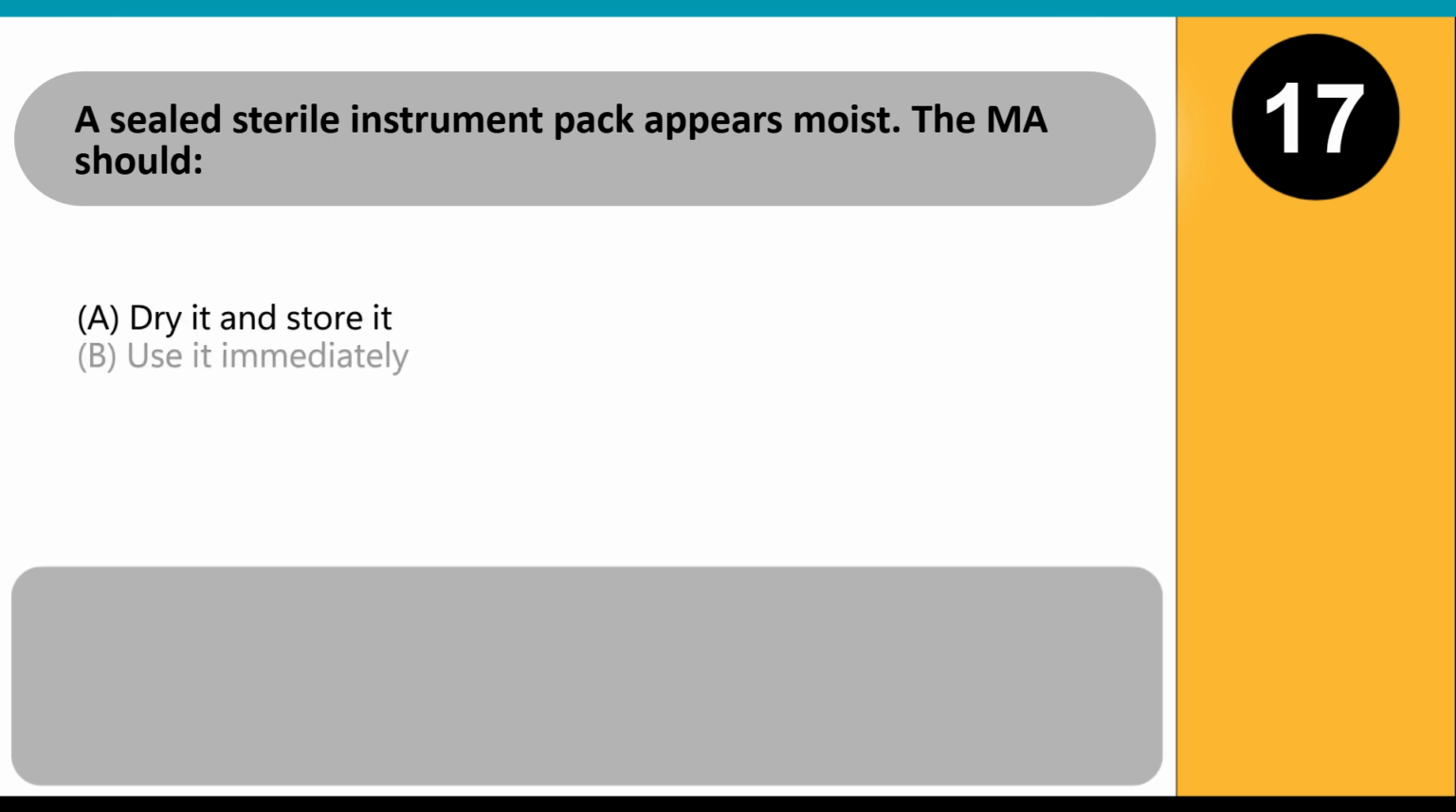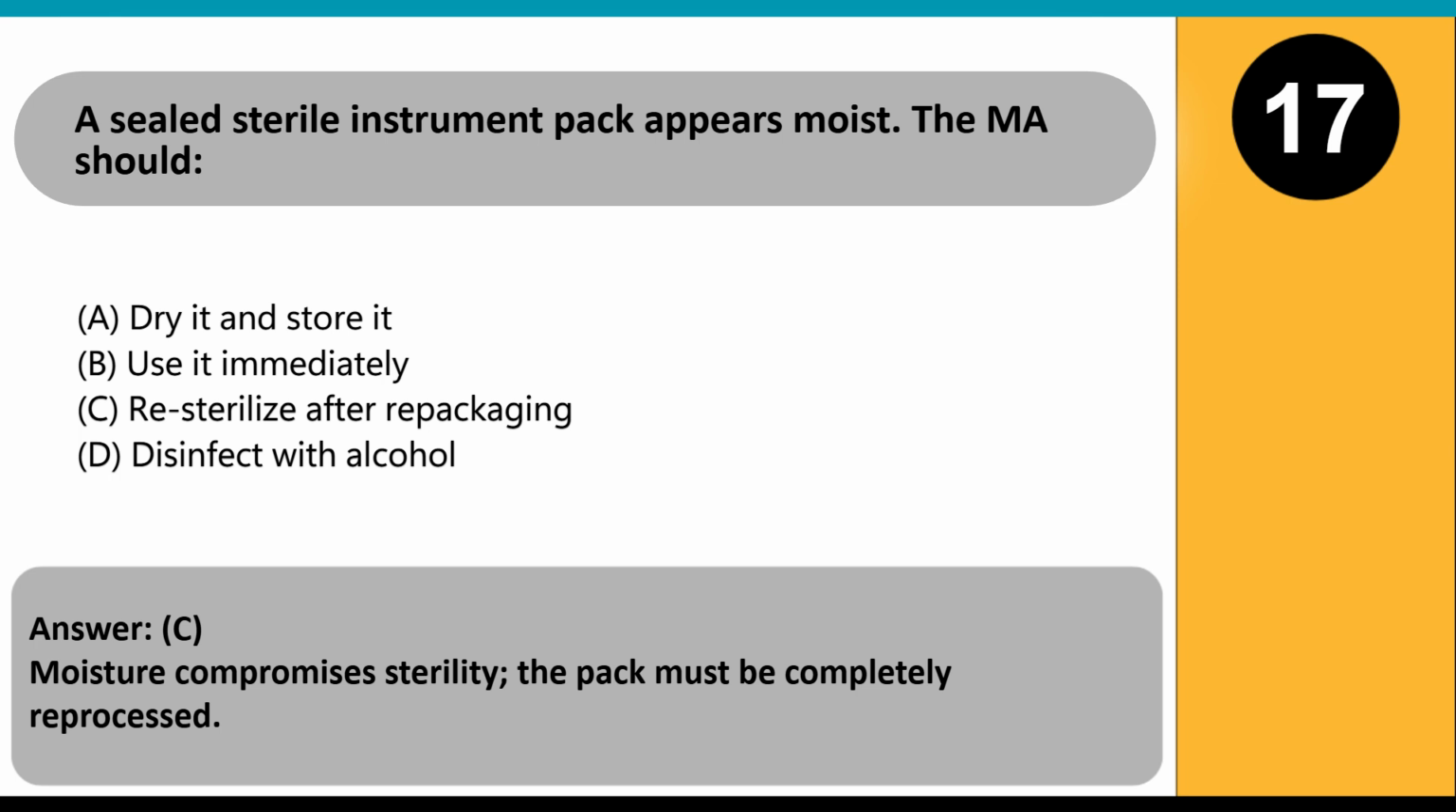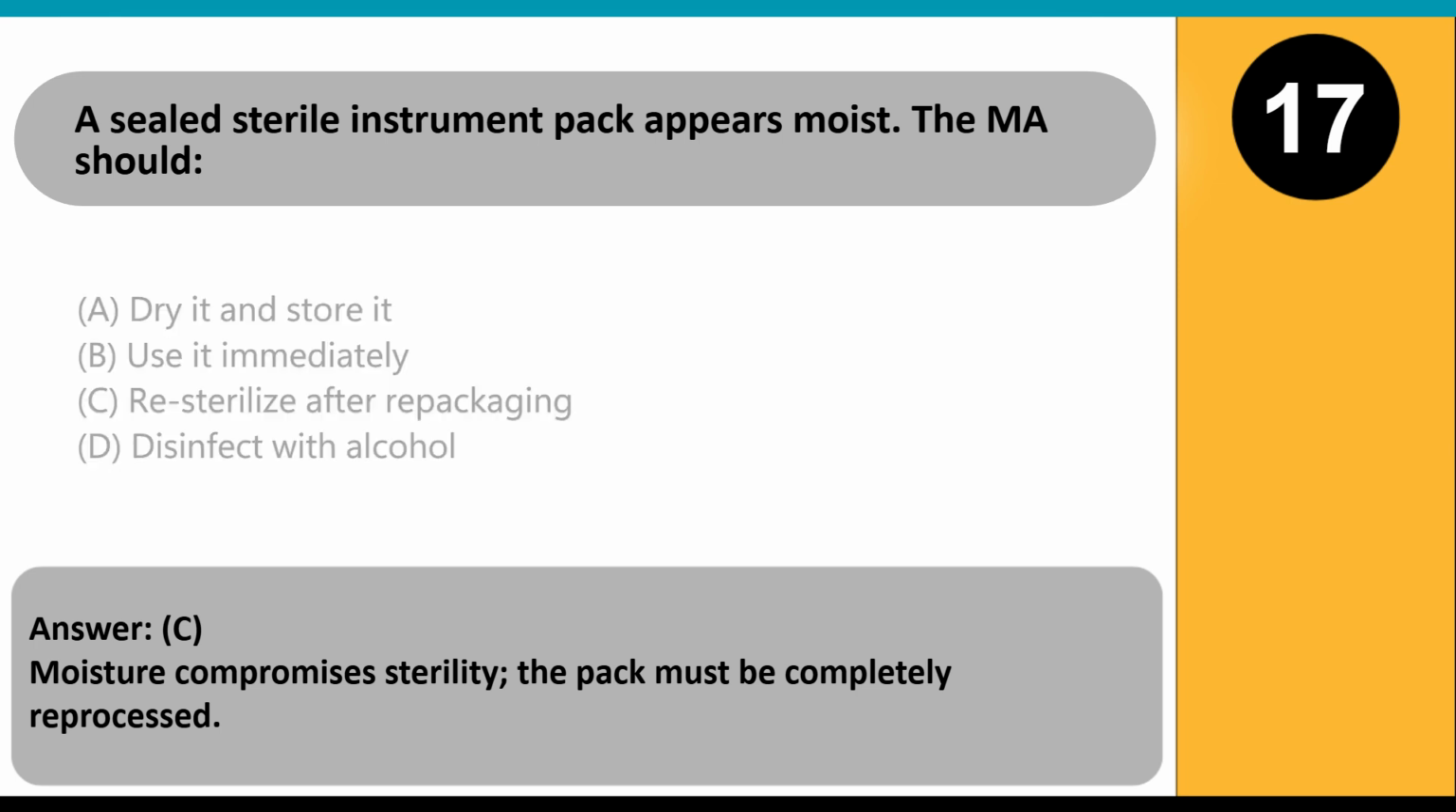A sealed sterile instrument pack appears moist. The MA should: A. Dry it and store it. B. Use it immediately. C. Re-sterilize after repackaging. D. Disinfect with alcohol. Answer: C. Moisture compromises sterility. The pack must be completely reprocessed.